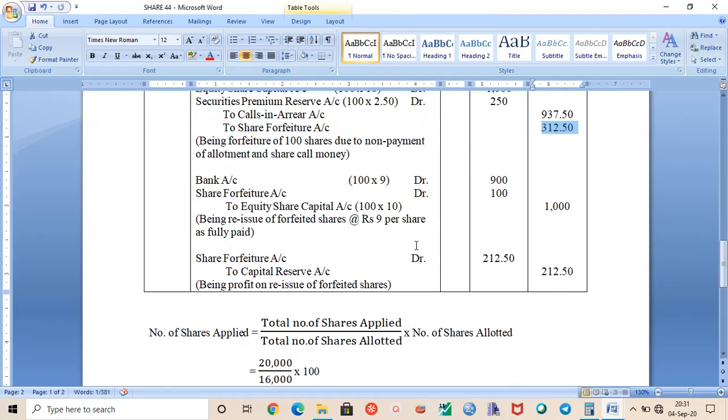Now we reissue the shares at rupees 9. So these shares are reissued below the full face value of the share, that is at 9. Hence your share forfeiture account will come on the debit side: bank account debit, share forfeiture account debit to equity share capital account. So this is your 100 share forfeiture appearing here, and 312.50 minus 100 will be 212.50. This 212.50 is your profit on reissue of forfeited shares. So this is your entry for the profit that has been transferred to capital reserve.